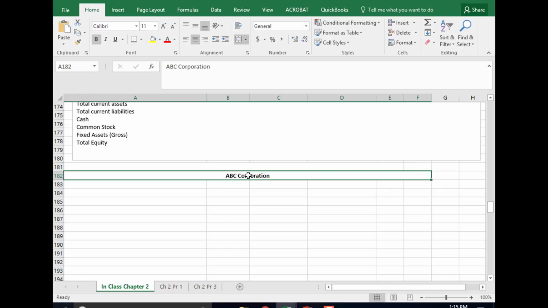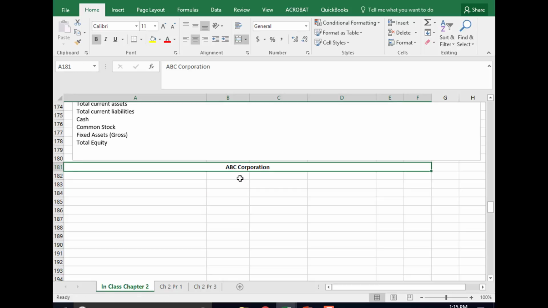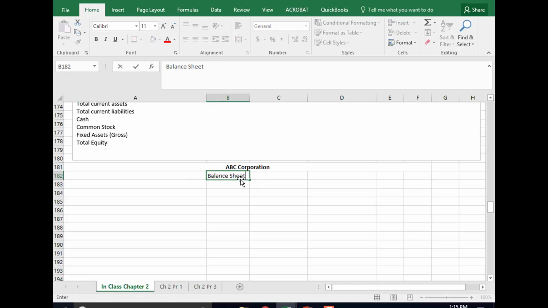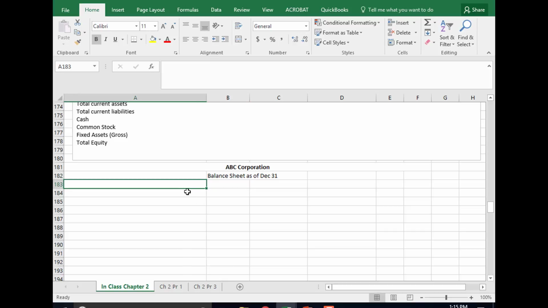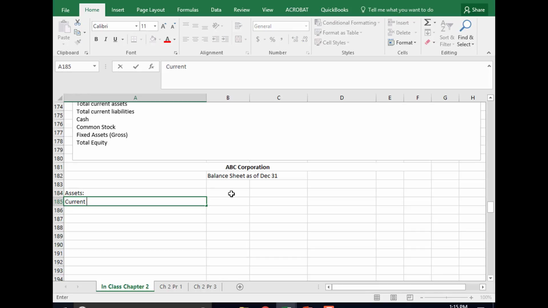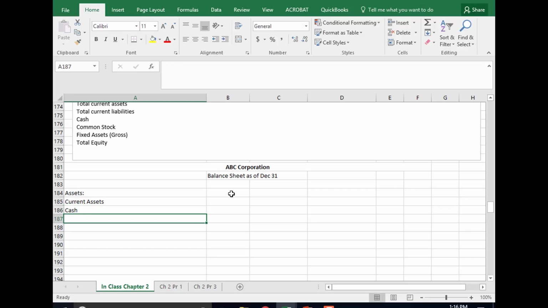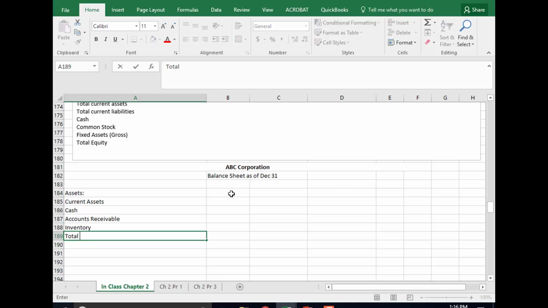And this is a balance sheet, as of December 31st. Okay. So what comes first on our balance sheet? Our assets. Our assets include current assets. Those are the assets that we're expecting to use within the first year. We have cash, accounts receivable, and inventory. All of those together are our total current assets.